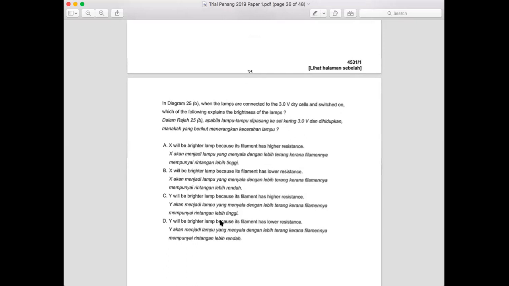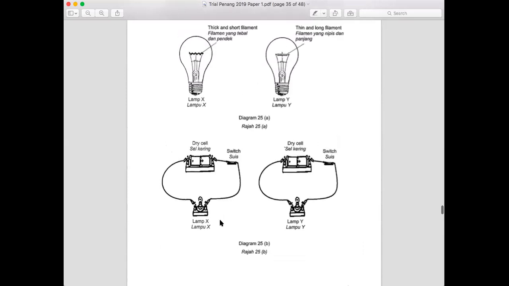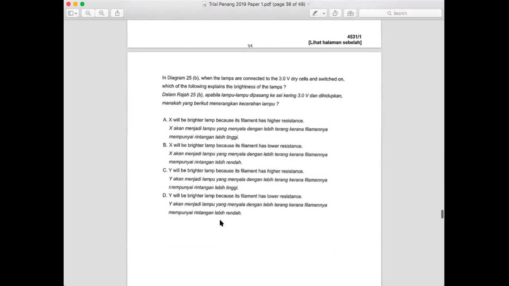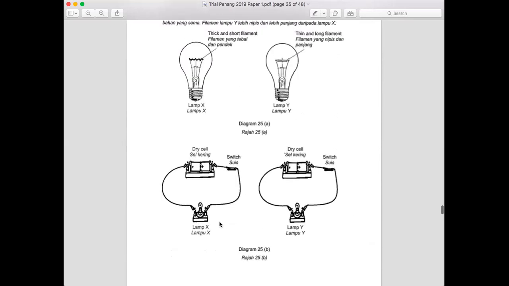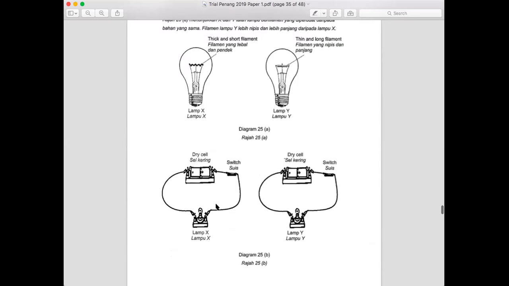Yang jawab C. Yeah, the answer is given as B because actually sepatutnya dia tak adalah short sangat because all filaments sebenarnya dia nak heat kan. So dia kena heat baru dia jadi bright. But then Y has higher resistance.